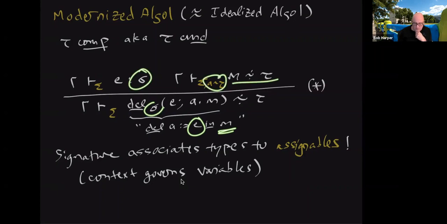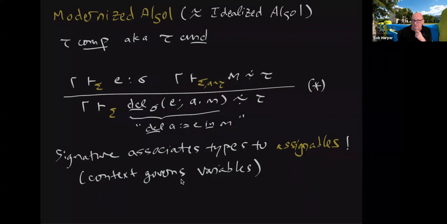And in yellow here, I've augmented the typing judgment with a sigma, which decorates the turnstile. And because I insist that assignables are not variables, I don't put the assignables in gamma. Gamma's for variables. There you expect to have cut, substitution, transitivity, however you like to say it. There should be an entailment relation. With sigma, no such thing. I don't want any such thing.